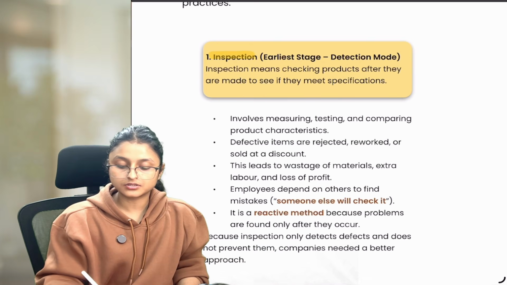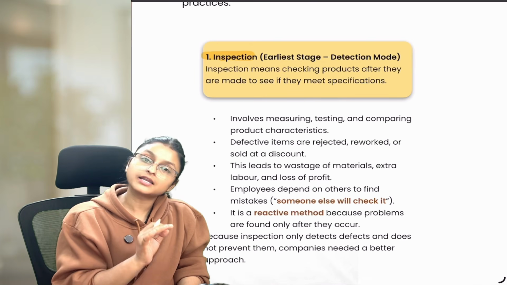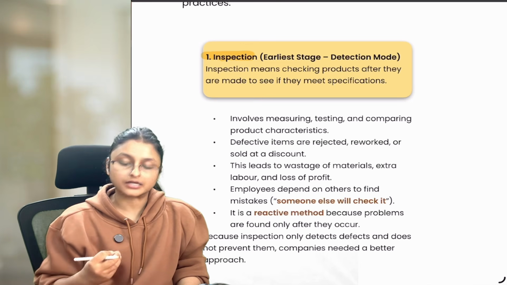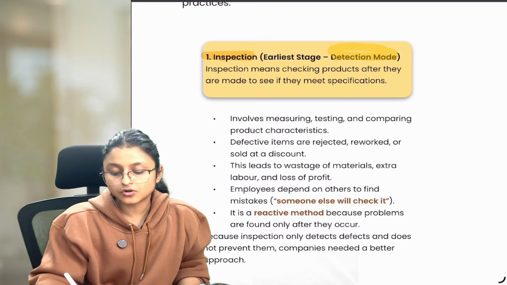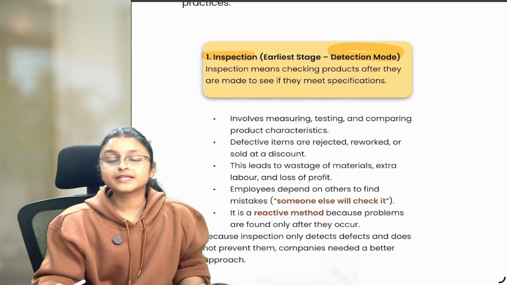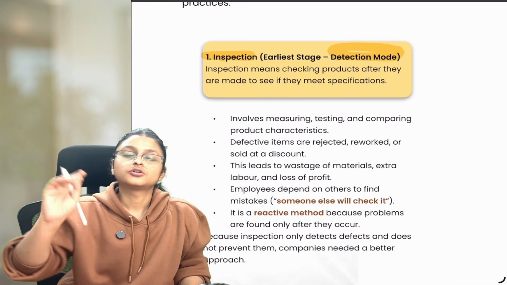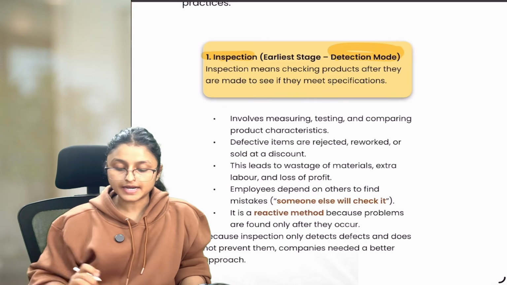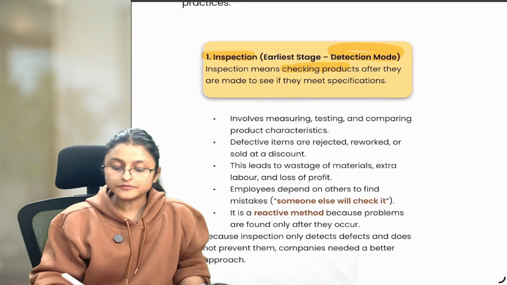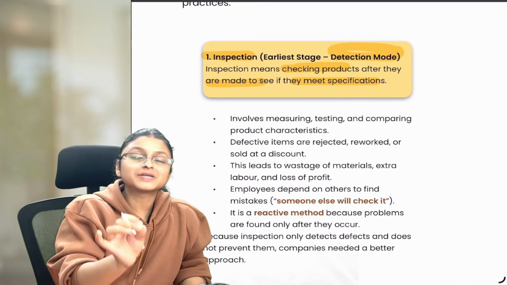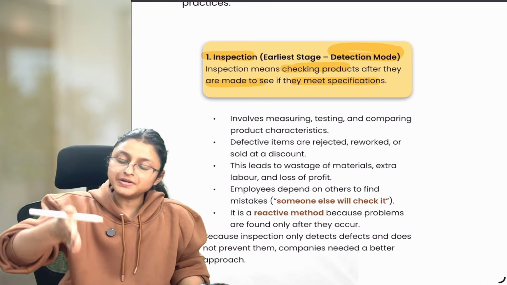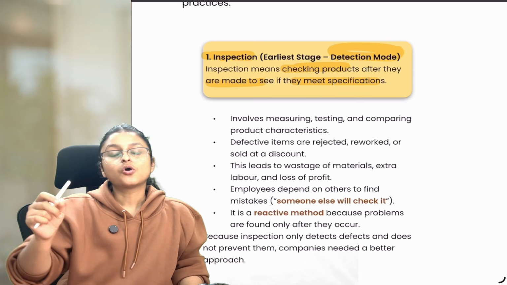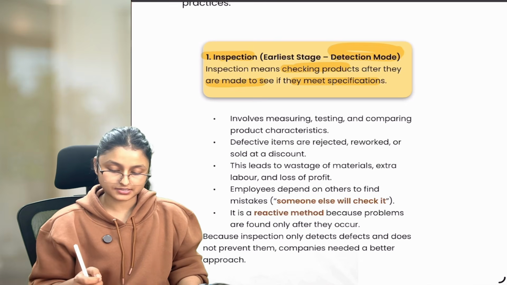First, starting with what inspection means. Inspection is the earliest stage. This is the first stage through which quality management started. Here, we only focus on detecting the defective products to remove them and provide the correct products to the customer, right? Inspection means checking products after they are made to see if they meet specifications or not. After completely making the product, we are checking whether they meet the specifications or the standards which we set in our organization.